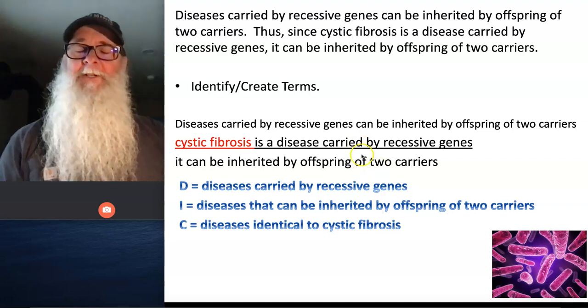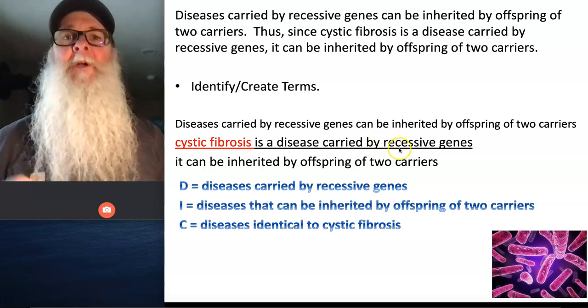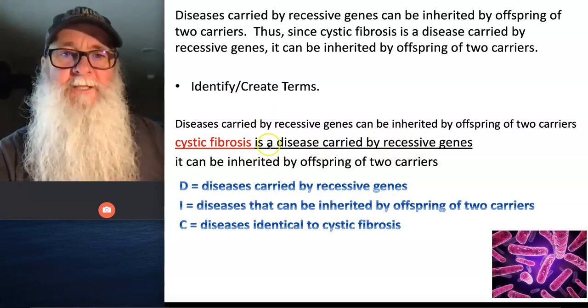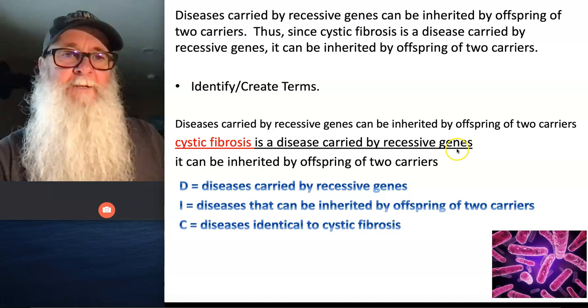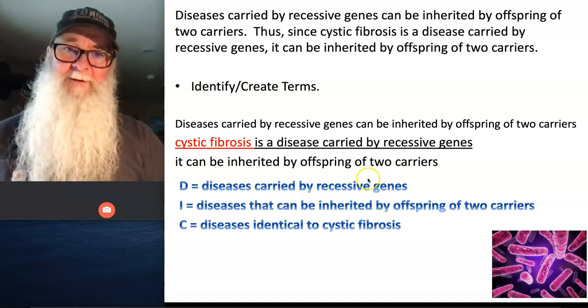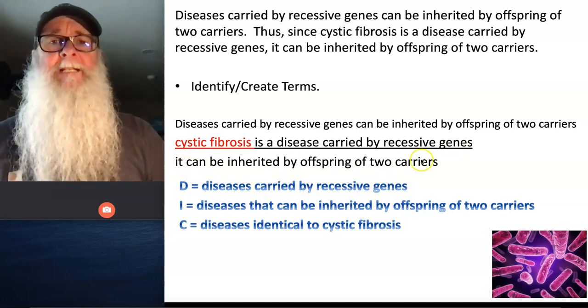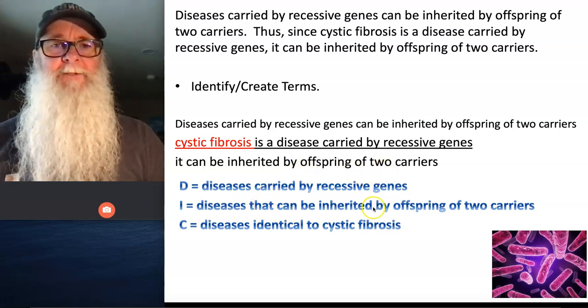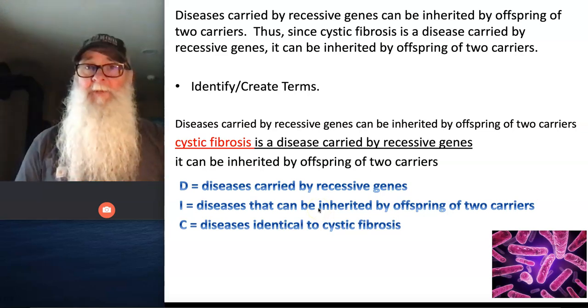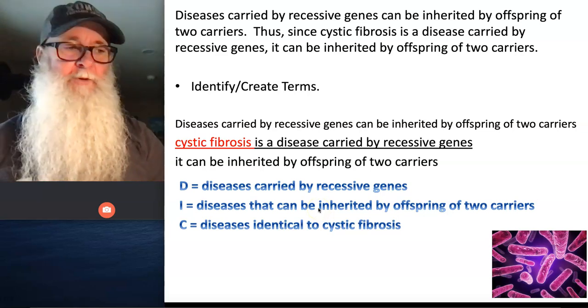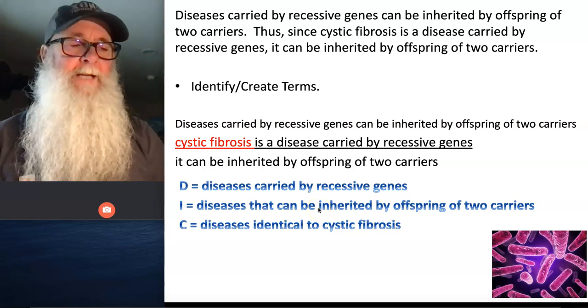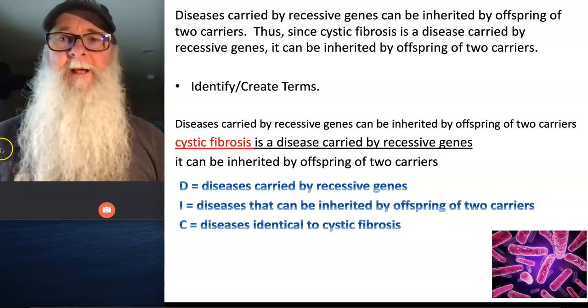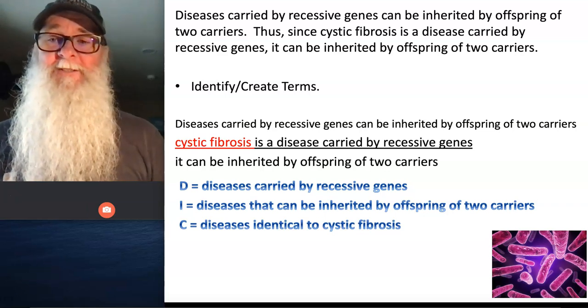And I keep moving through the argument and I'm looking for any more terms or term complements. And so we see we have here is a disease carried by recessive genes, but we've already got that one. And we've also got it can be inherited by offspring of 2 carriers. And we've already got that one too. Okay, so now we've got our 3 terms for this argument, and we've created all of them as countable plural nouns or noun phrases, and now we get to move on to step 3.